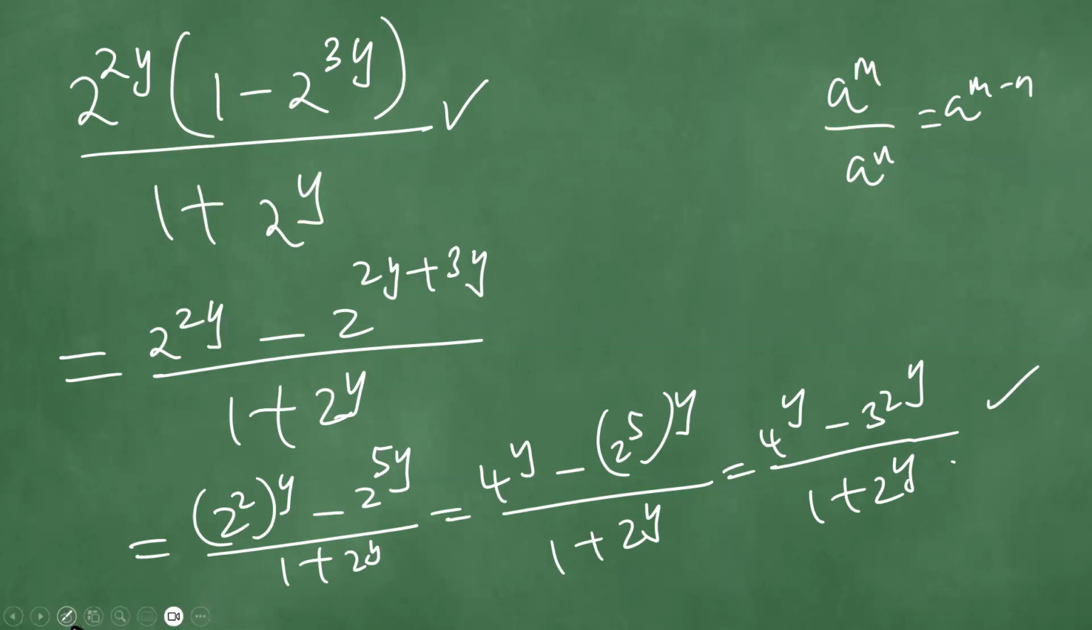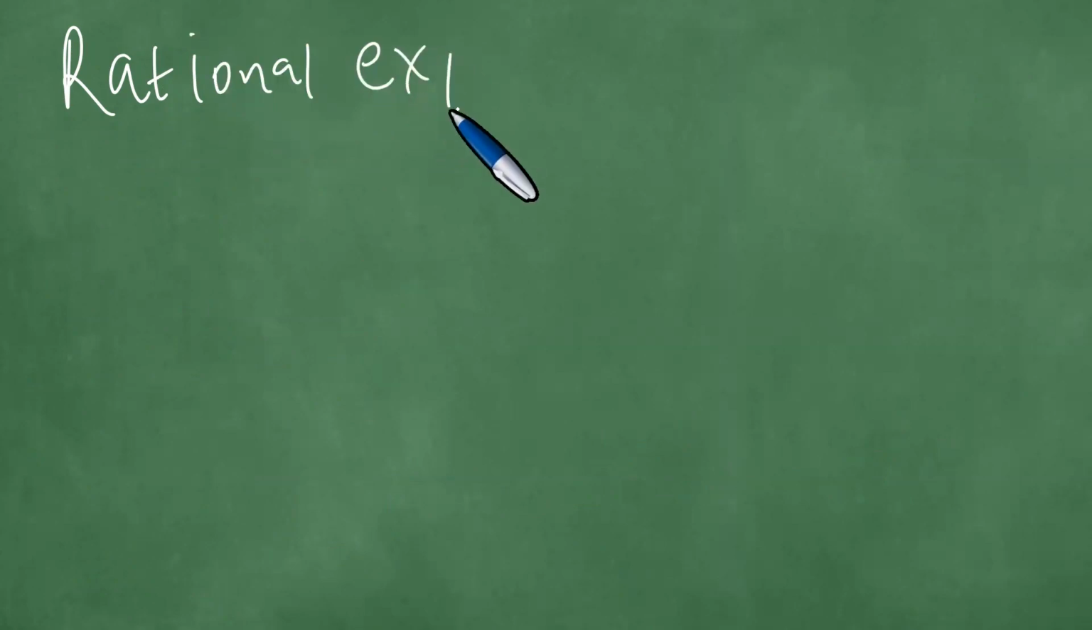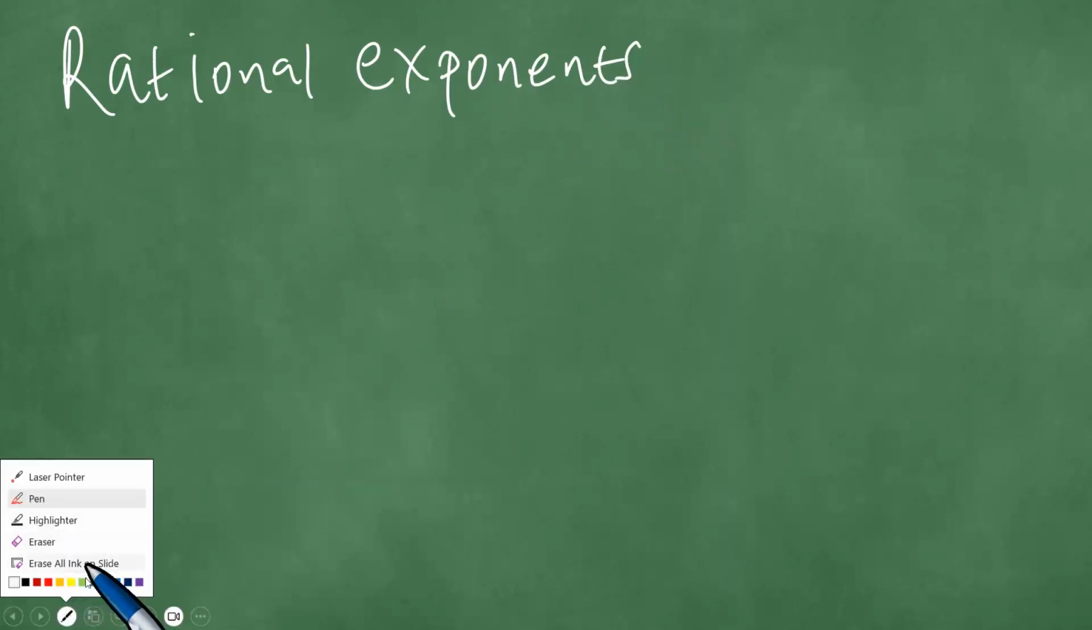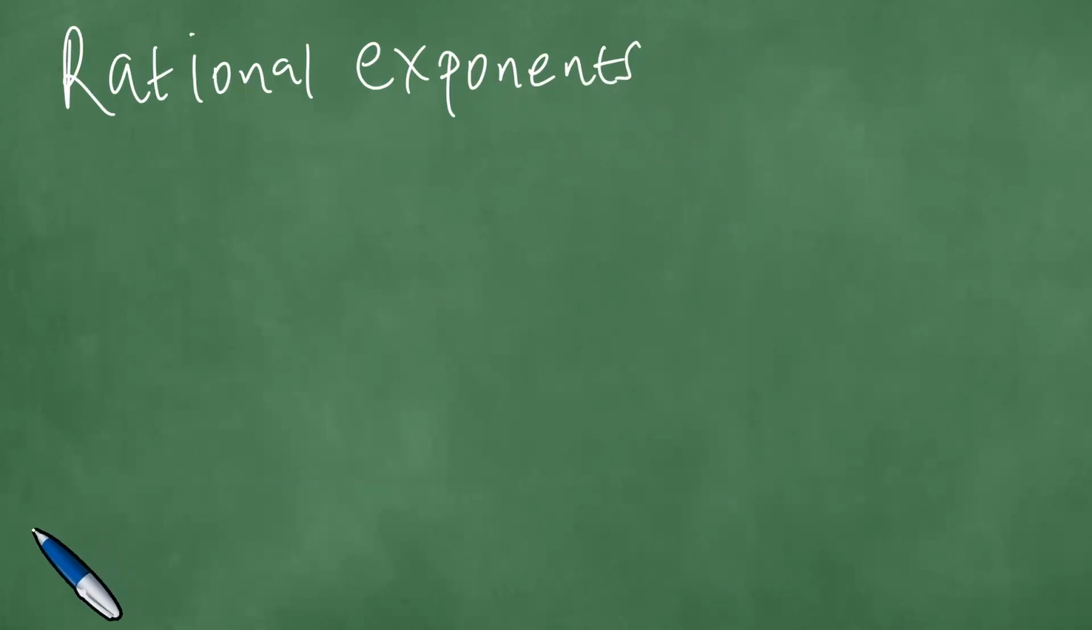There are certain things that we call rational exponents. By rational exponents, we mean the following. So you need to simplify.